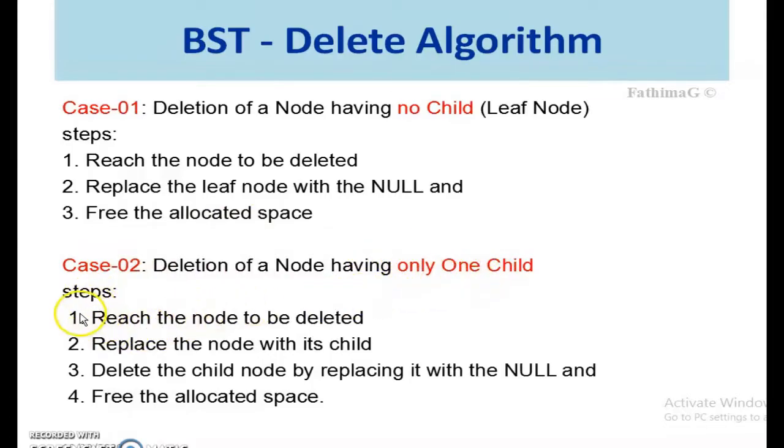Next, consider the case 2 where the deletion of the node having only one child is to be done. The first step is to reach the node to be deleted. Replace the node with its child. Delete the child node by replacing it with null and free the allocated space.